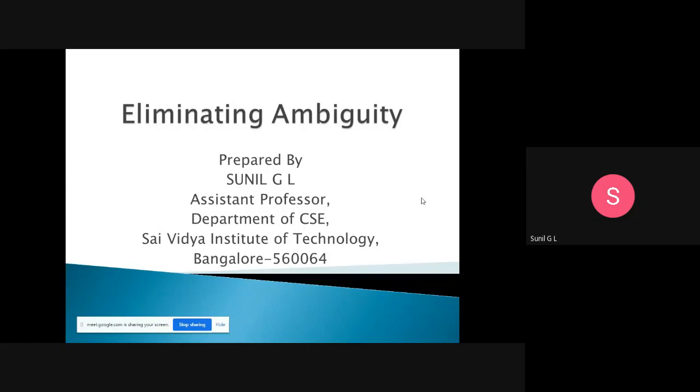Okay, so here, in a grammar, if for a particular string we have two or more parse trees, or two or more left derivations, or two or more right derivations, at that time we call it an ambiguous grammar. So we need to remove that ambiguity from the context free grammar. That is the concept of today's class.